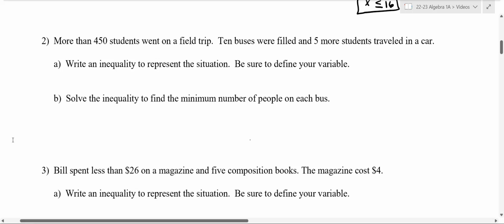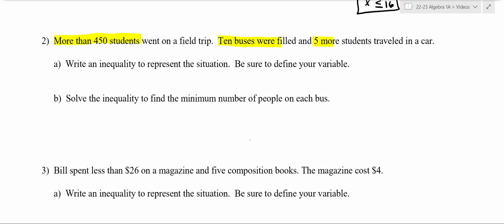All right, more than 450 students went on a field trip. More than 450. Okay, 10 buses were filled and 5 more students traveled in a car. Write the inequality to represent the situation, define the variable, and then solve it for the minimum number of people on the bus. Minimum people on the bus. Let me see. We have 10 buses. We don't know how many students we put in there, so our variable is going to be the number of students in each bus.